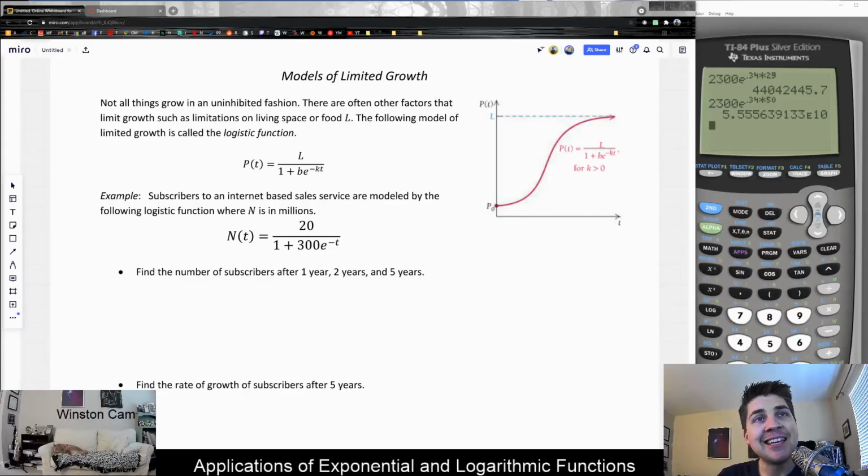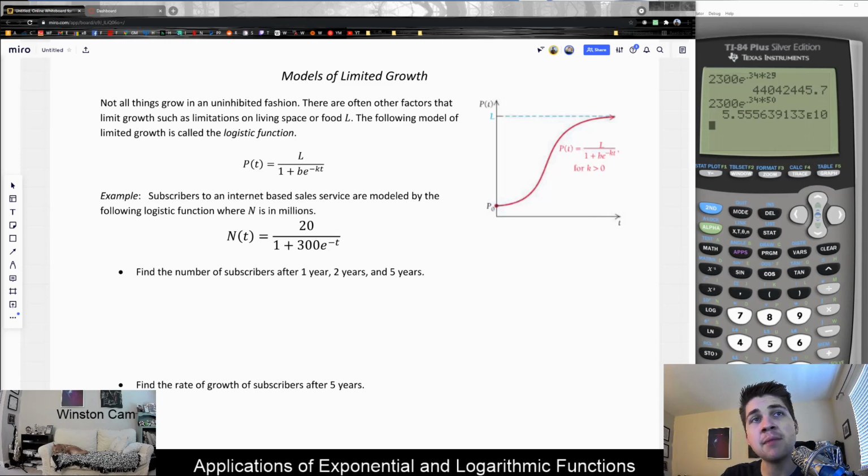Uninhibited growth is interesting, but a lot of the time it is unsustainable in the real world. Like, for example, populations of humans or animals or fish. Often they will go through periods of exponential growth because, again, the more we have, the more they will grow.